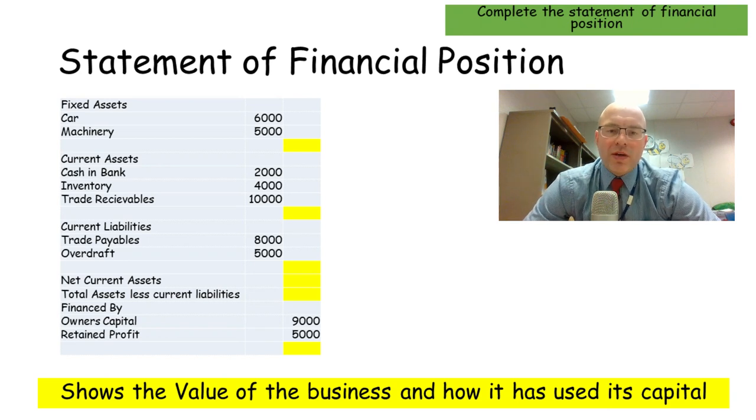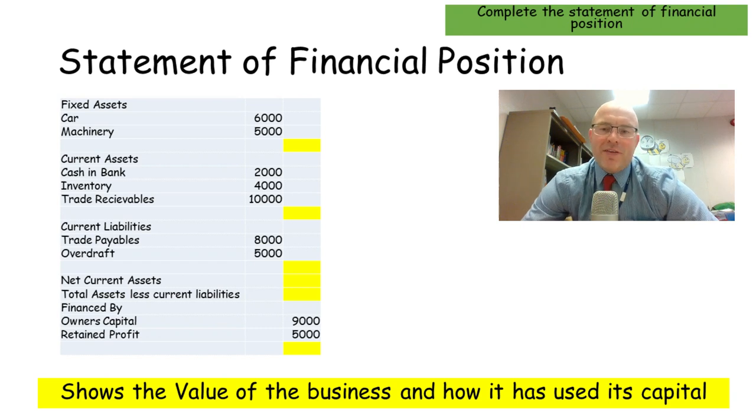So the business has got £3,000 available at that point. You then needed to work out the total assets less the current liabilities, and you do exactly what it says on the tin. So you do your £11,000 from your fixed assets plus your £16,000 current assets, and then you subtract from that your £13,000 current liabilities, and you're left with £14,000.